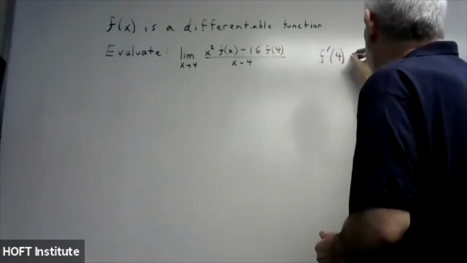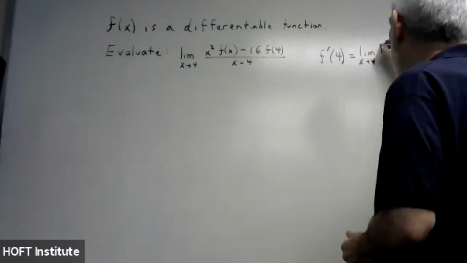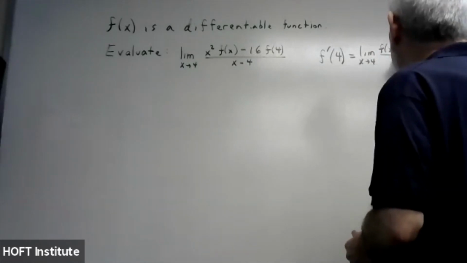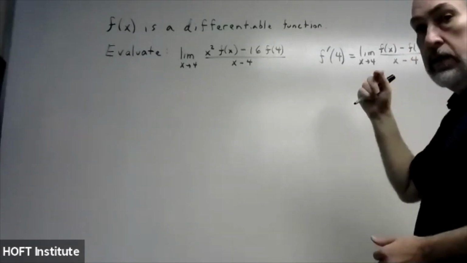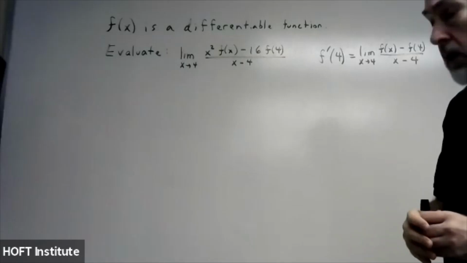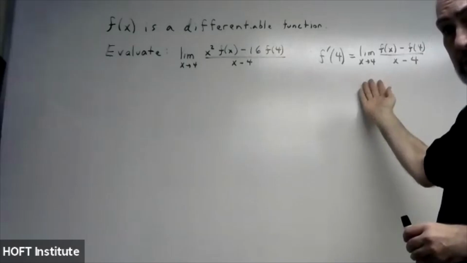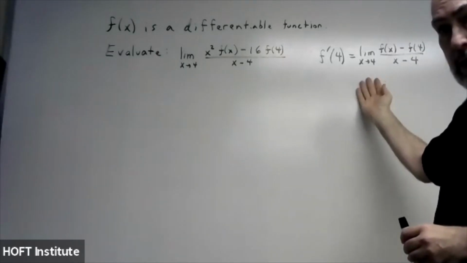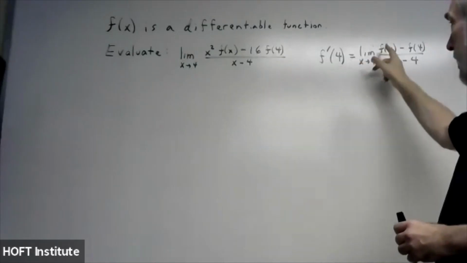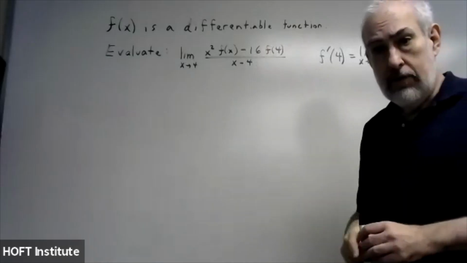So the derivative at x equals 4 is the limit as x approaches 4 of f of x minus f of 4 over x minus 4. Now there is a second way to write the derivative at 4 involving a limit as h approaches 0, but that's not what this looks like. It looks closer to this, so obviously we're going to take advantage of this. Some things I notice is that the bottom's the same, but the top has this extra x squared in front of the f of x and a 16 in front of the f of 4.